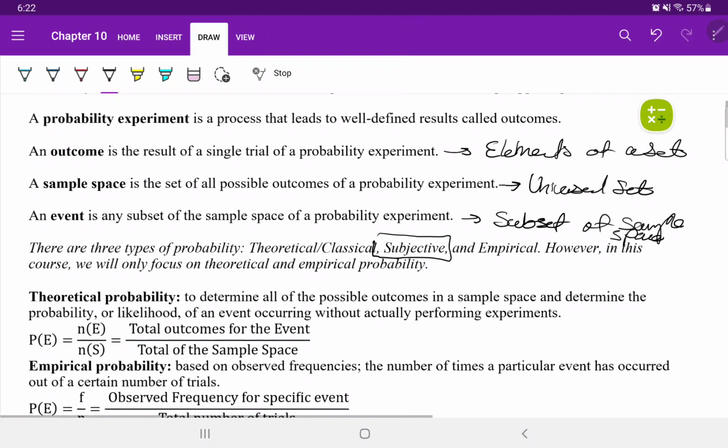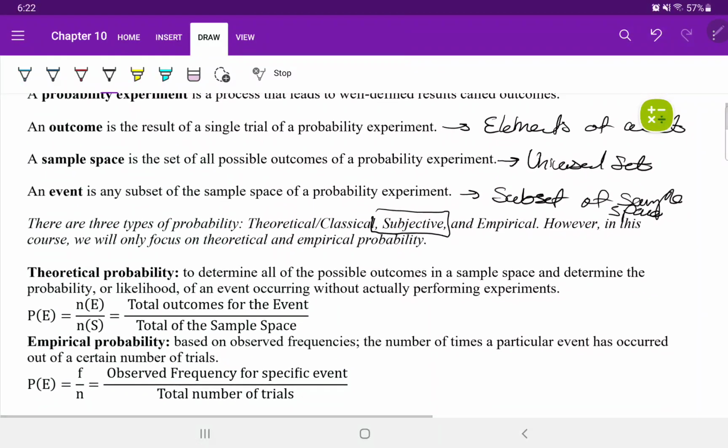And when it comes to empirical probability, that is based on research, data that you're collecting into a frequency table. And that is going to be based on what you're observing divided by the number of trials that you have conducted, or the total of your sample size.